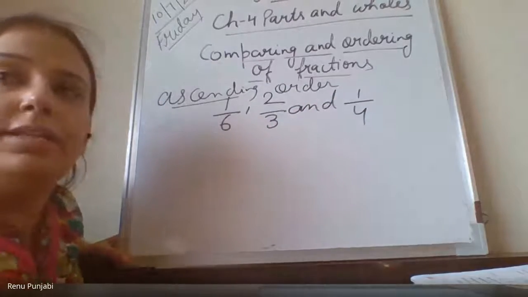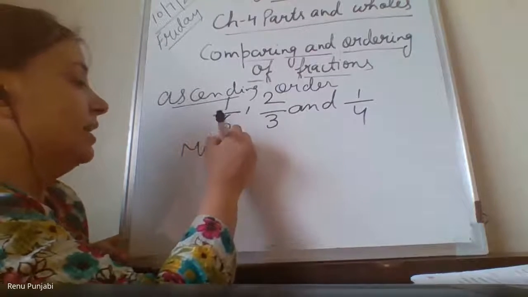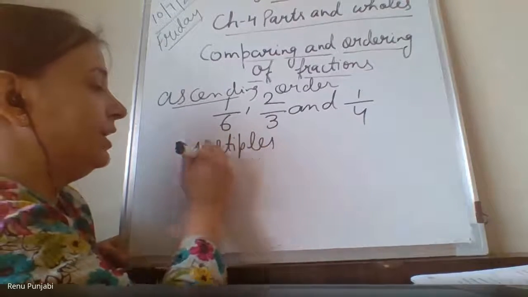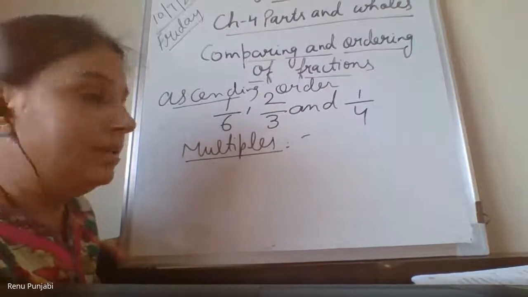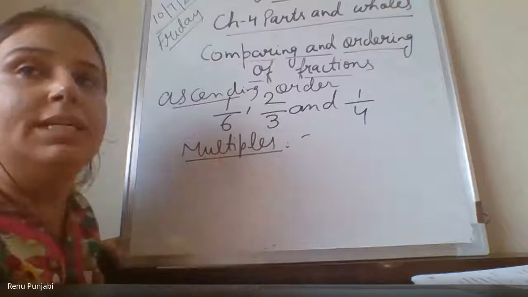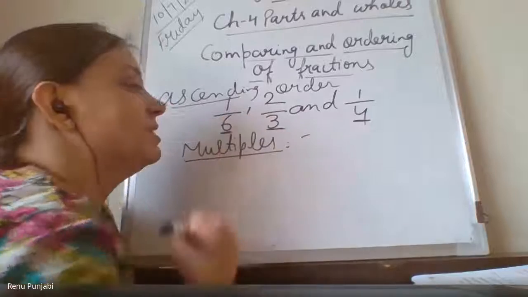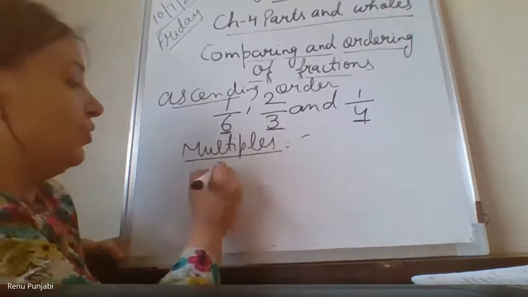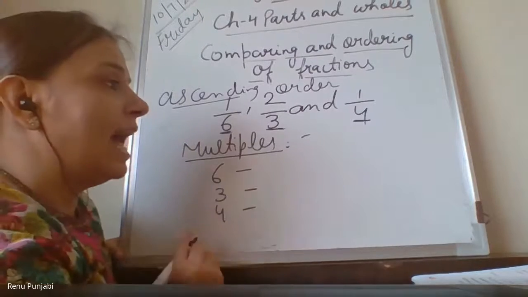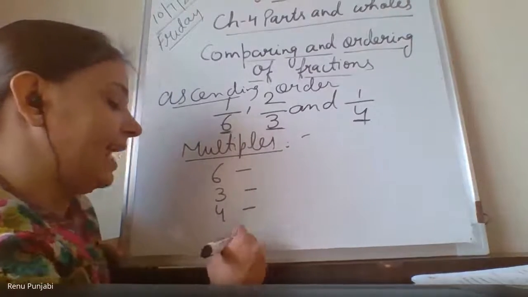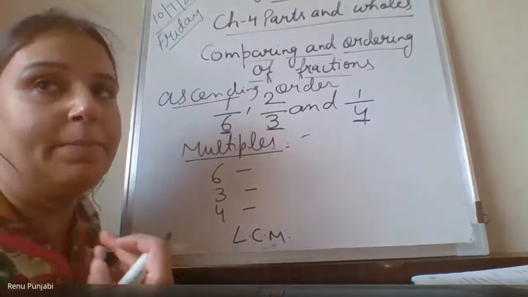But here the fractions are different. How will we know the ascending order? First, we will write the multiples. Multiples we will learn more in detail in our next chapter, but here we should know a little bit about the multiples. What are multiples? Multiples means you have to write the table of all these denominators: 6, 3, 4. You will write till you get the LCM. It means the lowest common multiple.